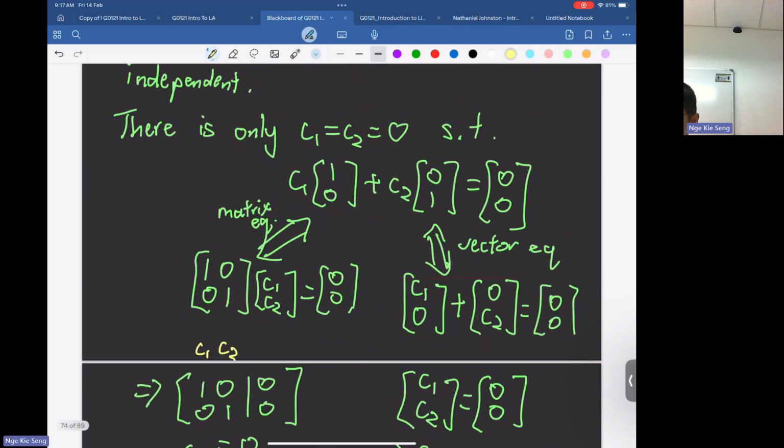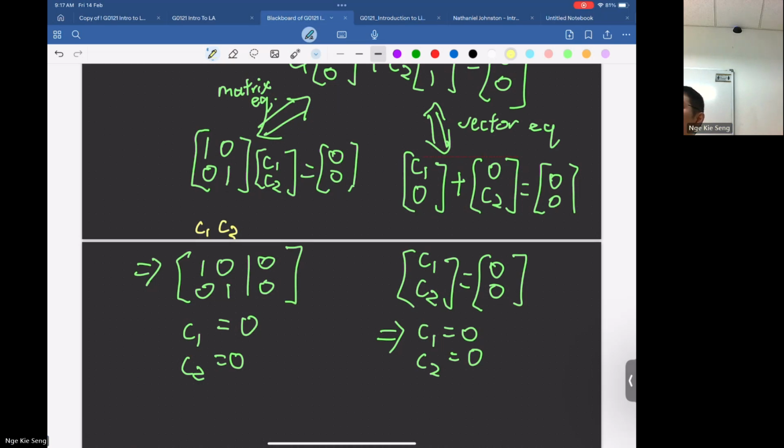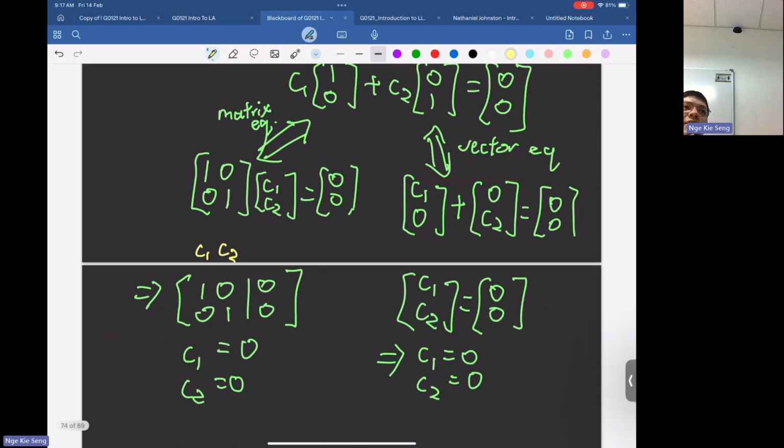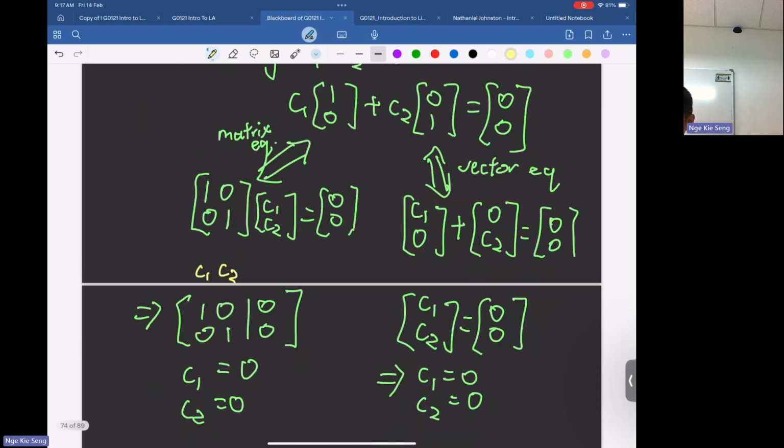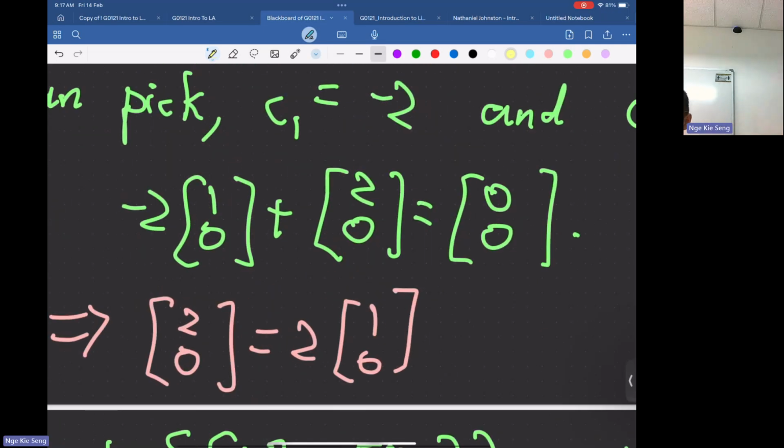Okay, so any question for this part? Okay, linear independence. So for this part, what did you notice?